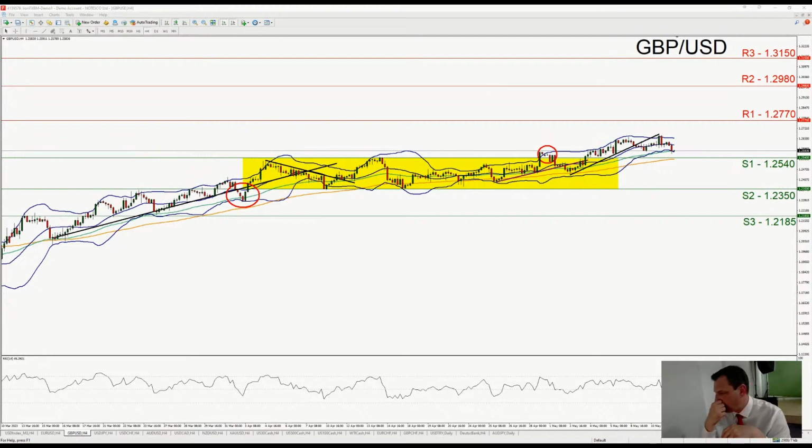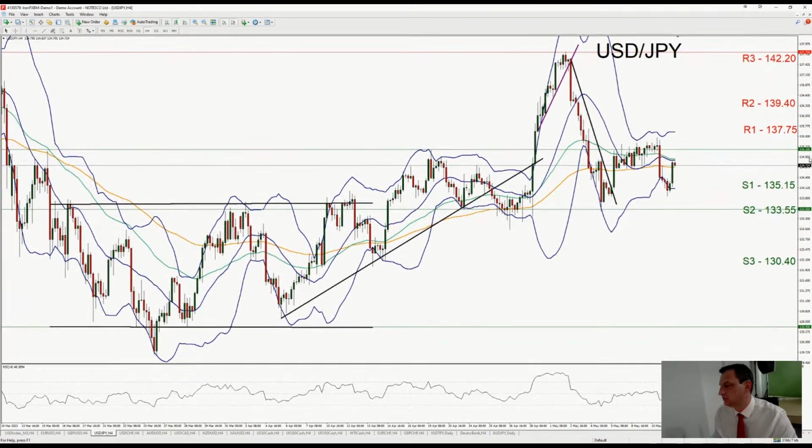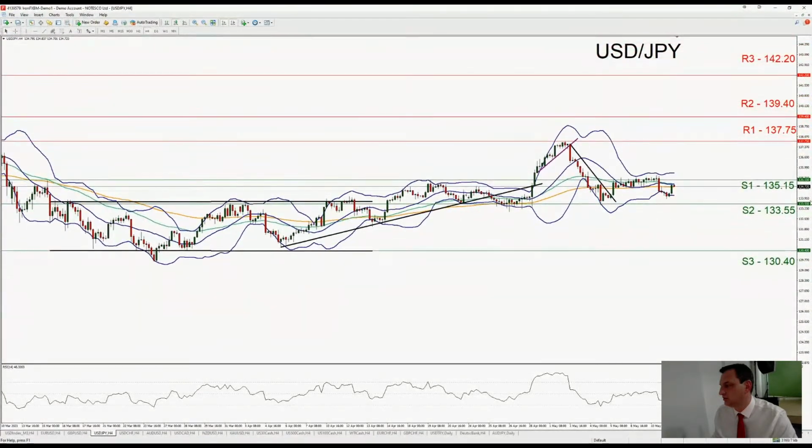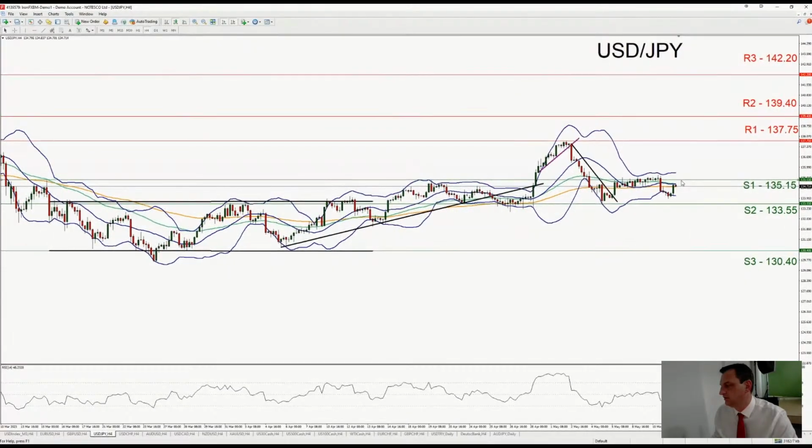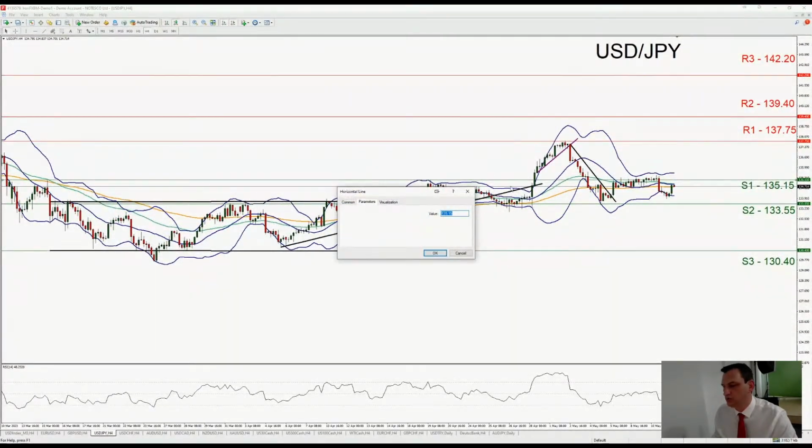For the time being, I would be switching now to USD/JPY, which was the market move of the day yesterday. Okay, USD/JPY dropped, broke the 135.15. Definitely this has to be switched from a support line into a resistance line, given that the price action now is below it.